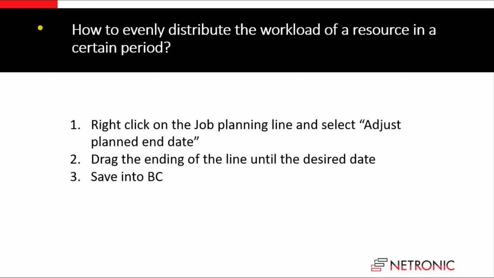To summarize how to evenly distribute the workload of a resource in a certain period, we have to first right-click on the job planning line and select Adjust Planned End Date. Then we drag the ending of the line until the desired date. And third, we have to save this into Business Central.